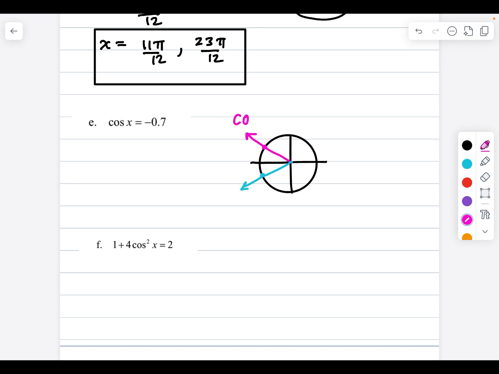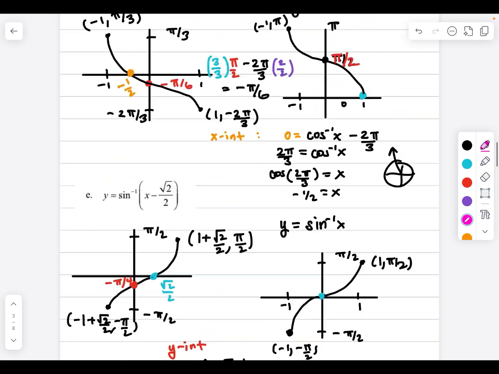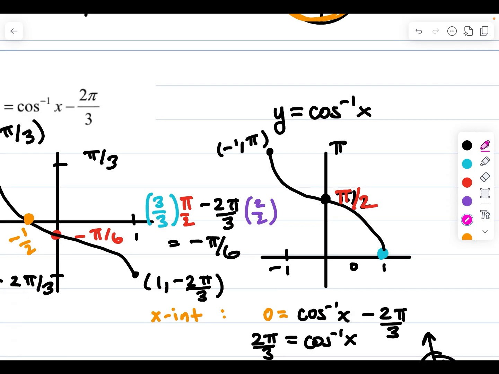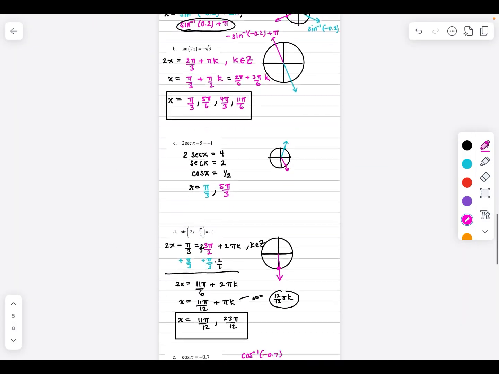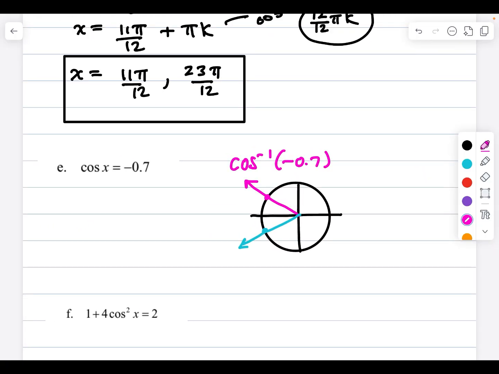Now, if I want to solve for x, I'm not familiar with this value, so I'm going to take the arc cosine of both sides. I get the arc cosine of negative 0.7. Now, let's go back to our parent graph of arc cosine of x. Let's look at it. It's right here.